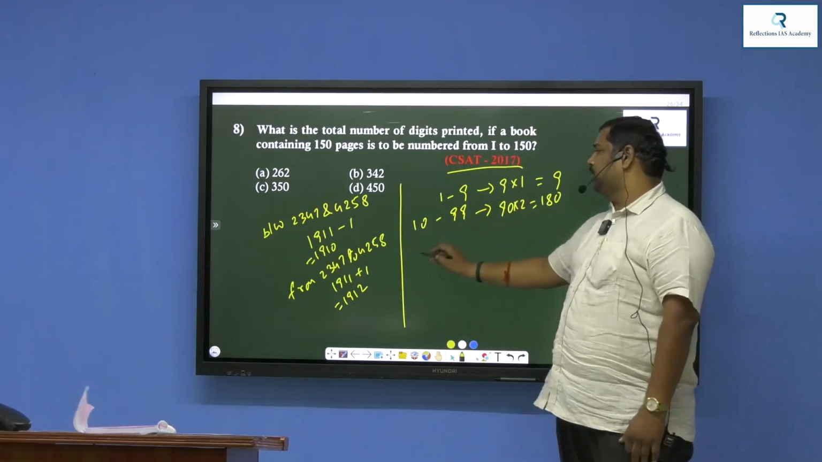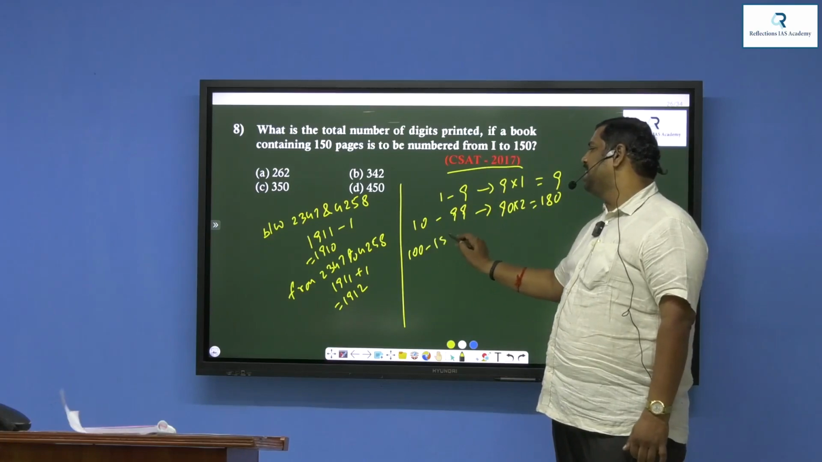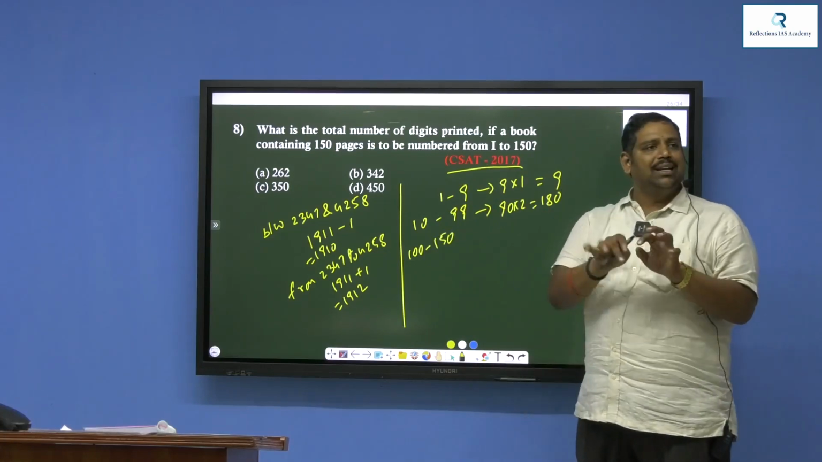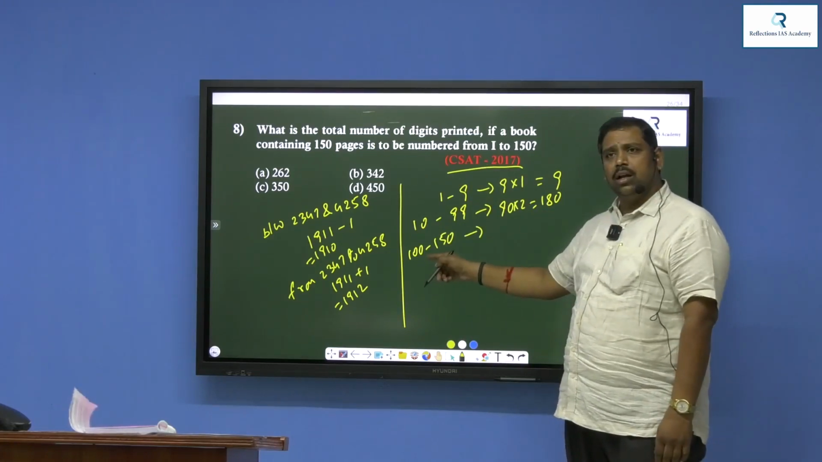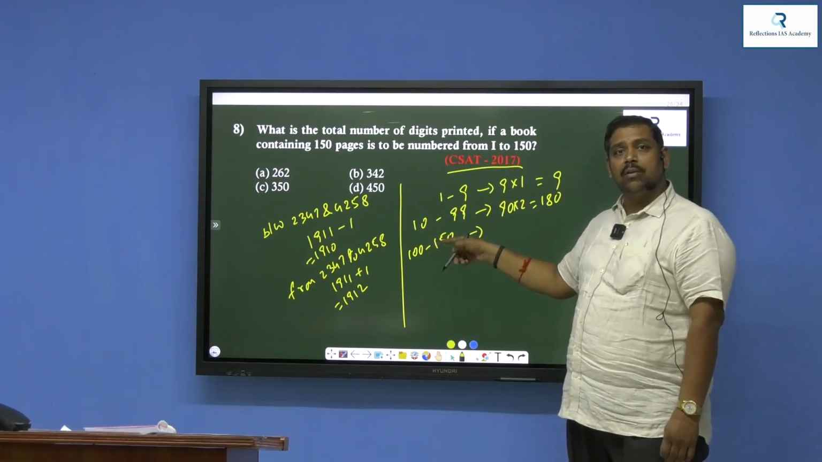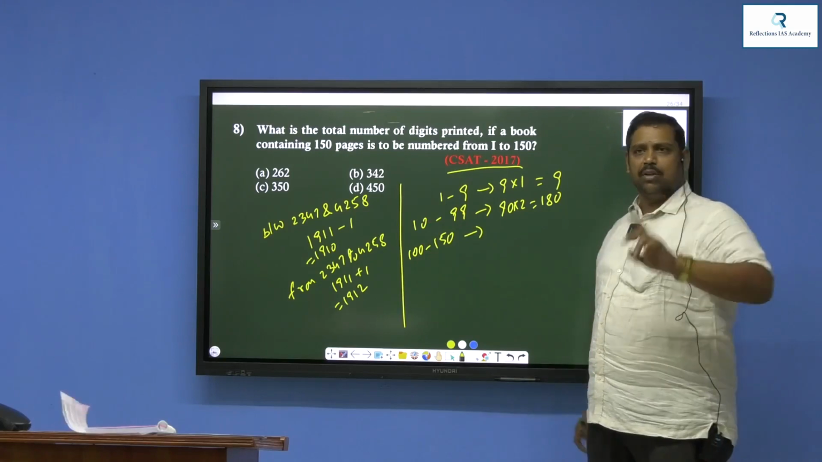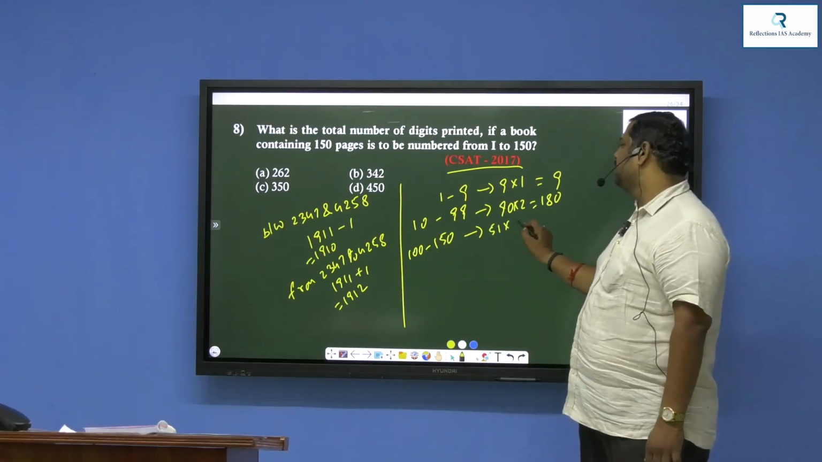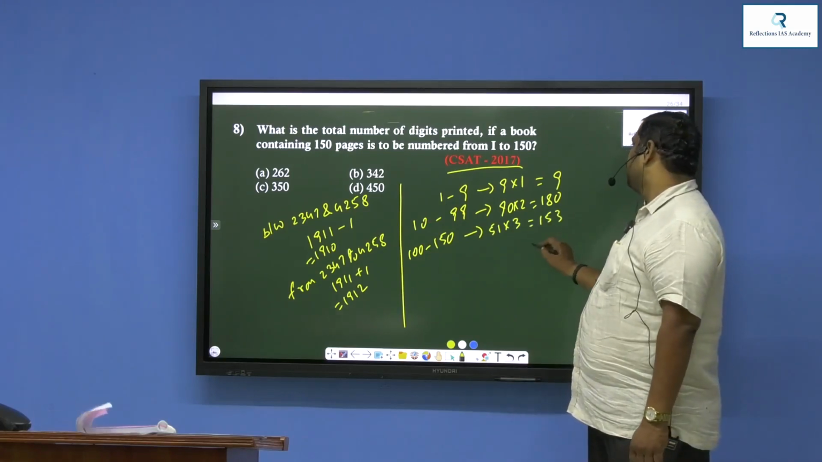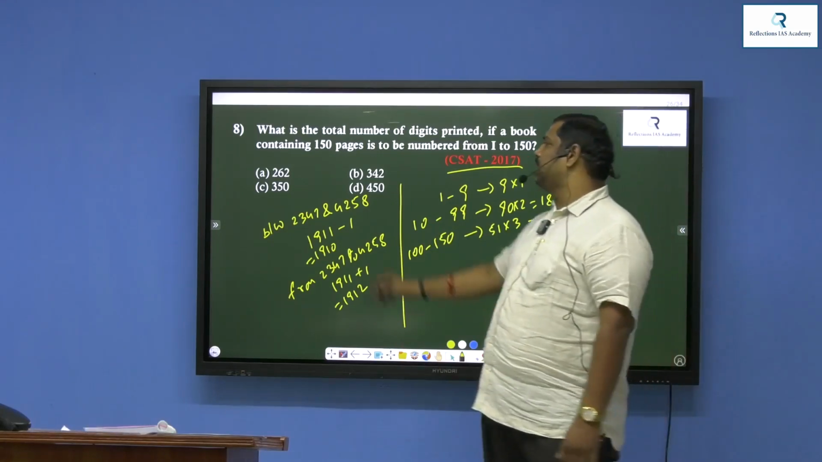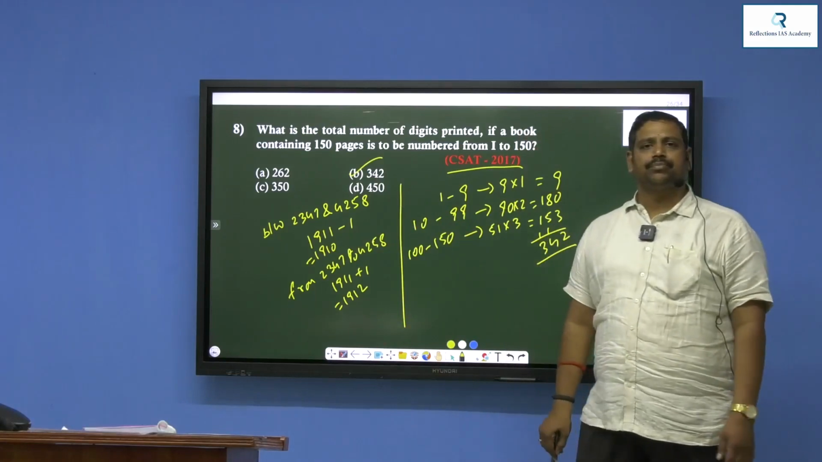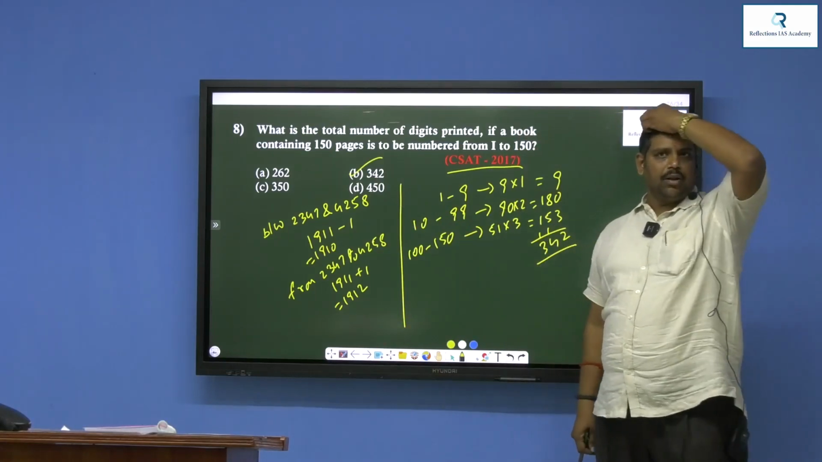Now 150. So 3 digit numbers 100 to 150. Every time I have to enter 3 digits at a time. How many are these? 50, 51. Difference plus 1, 51. Every time you are entering 3 digits, so 153. So 9, 180 and 153. Total how many digits you have to enter? 342. Okay. Am I clear?